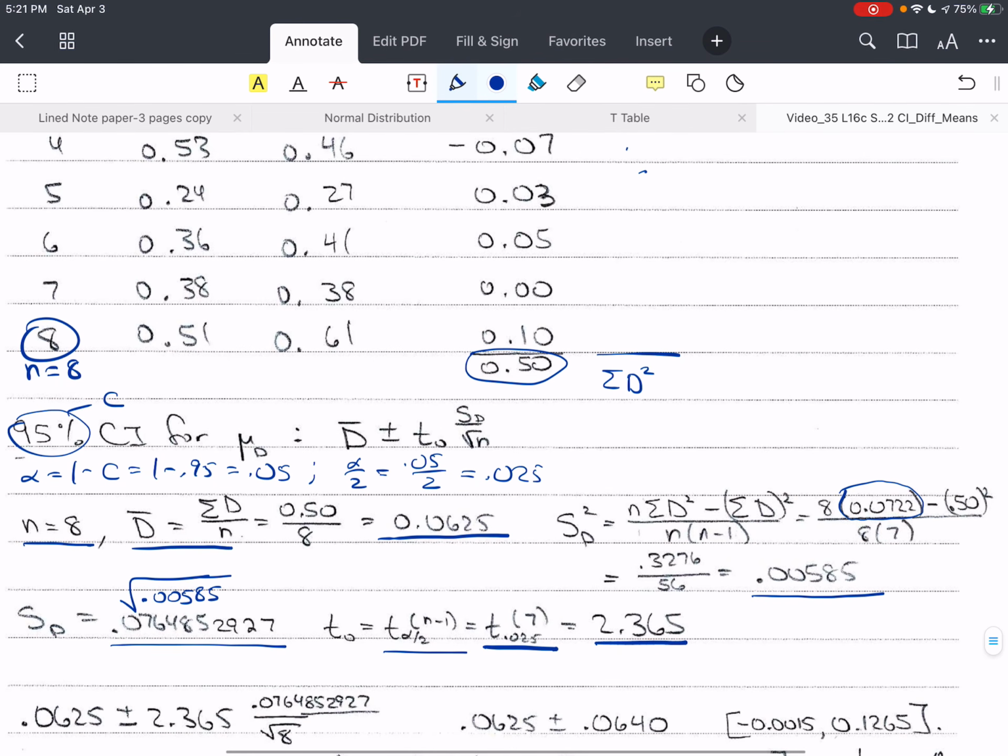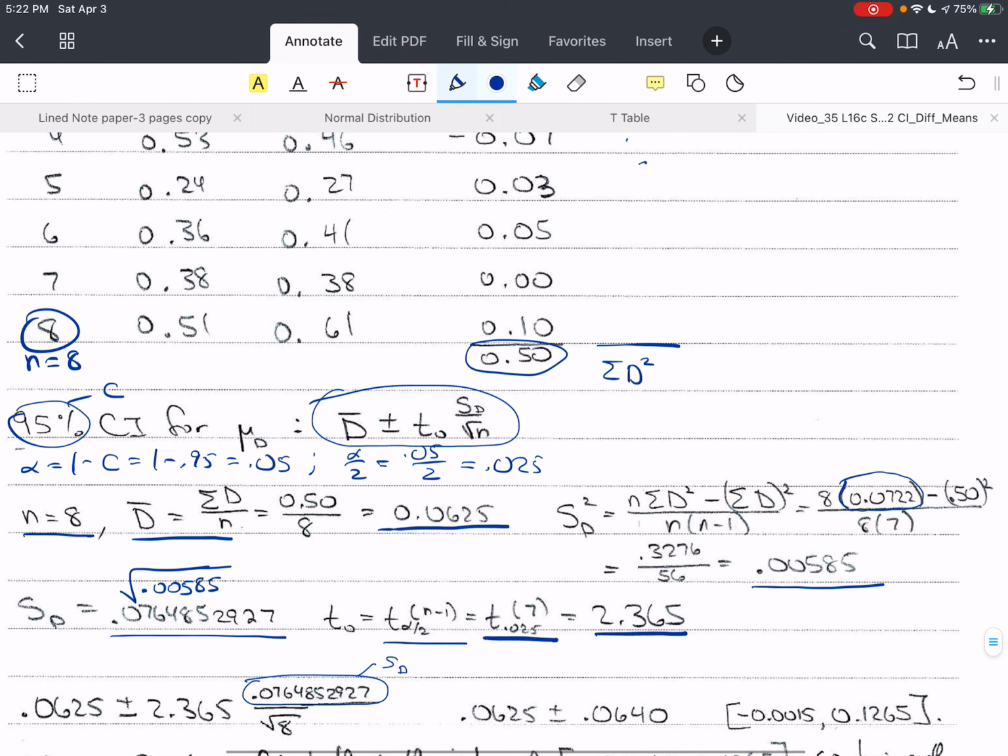Now I plug into my equation. So this is d bar plus or minus, I've written it up here. There we go. So I don't need to rewrite it. Okay, so I've got 0.0625 plus or minus t naught, 2.365, times my s sub d, divided by the square root of n, which is the square root of 8. And when I calculate this out, I get 0.0625 plus or minus 0.0640. So, yes, again, don't round until here.